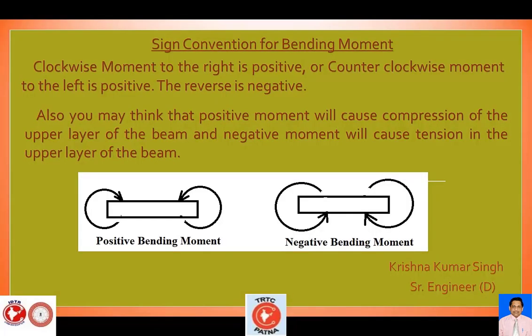So, sign convention for bending moments: a clockwise moment to the right, or a counterclockwise moment to the left, is positive. This is basically your positive bending moment, and the reverse is negative. So this is your negative bending moment. Also, you may think that a positive moment will cause compression of the upper layer of the beam, and a negative moment will cause tension in the upper layer of the beam.